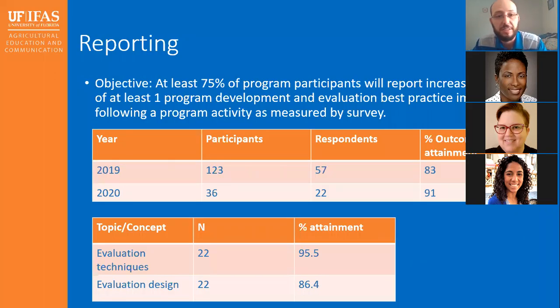So again, connecting it to an objective and what that might look like within a program. So at least 75% of program participants will report increased knowledge of at least one program development and evaluation best practice immediately following a program activity as measured by survey. So as you see, I use the same structure, overall data with participants and respondents, a percentage that the outcome was attained, and then the different topics and concepts that you leverage within your evaluation and what the percentage attainment was within each one of those.